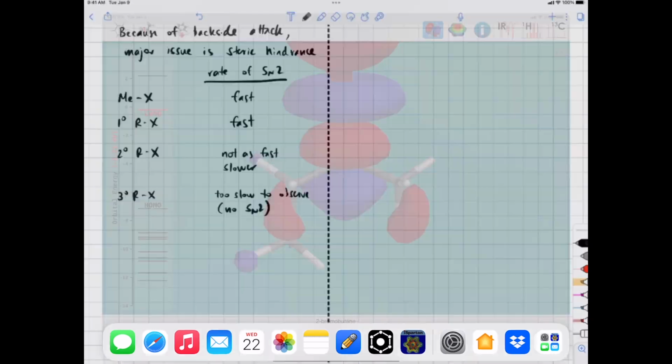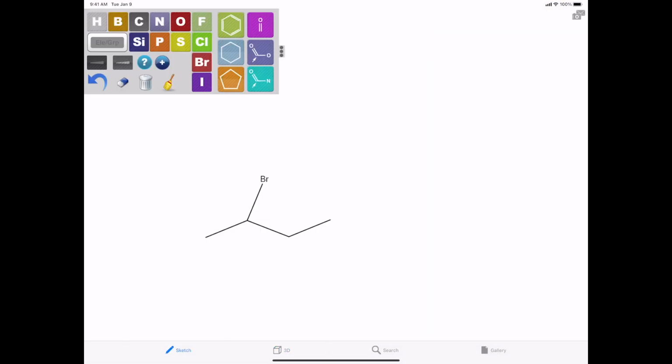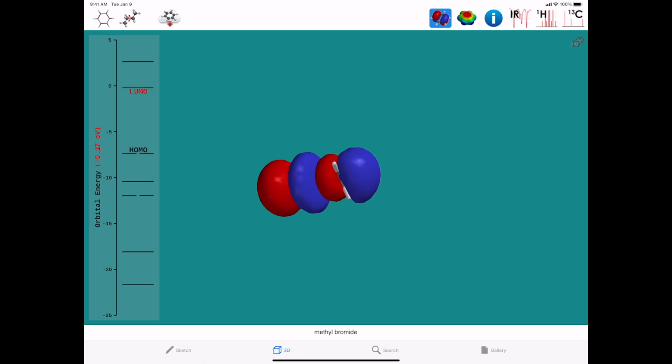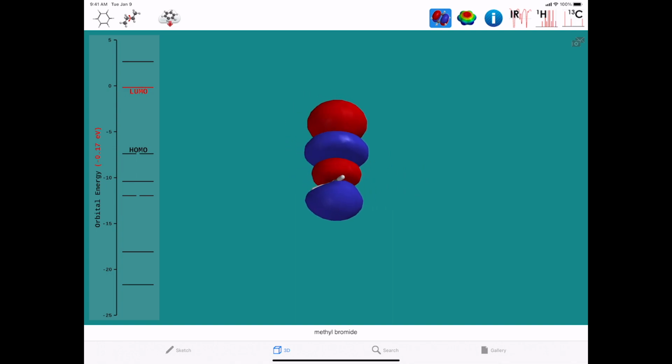So let me just take you to the Spartan app, and we'll look at the difference between a methyl alkyl halide and primary, secondary, and tertiary. So we'll look at the space filling model. We'll also look at the sigma star. Notice that the sigma star, the LUMO, is the carbon halide sigma star. A nucleophile would be attacking on the blue lobe that's on that carbon.